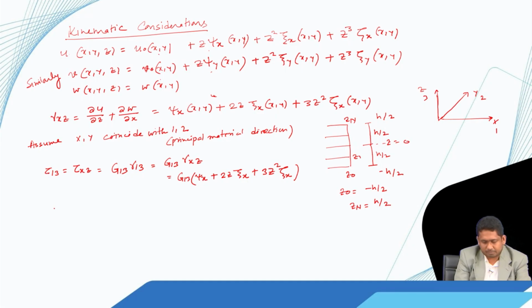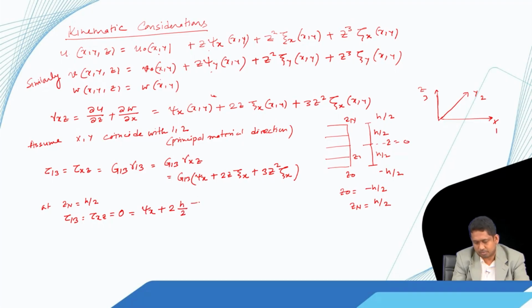Now, at z n equal to h by 2, we can write tau 13 is equal to tau xz is equal to 0, and that is equal to psi x plus 2 multiplied by h by 2 into xi x plus 3 multiplied by h square by 4 into zeta x, and the entire thing is multiplied by G13.